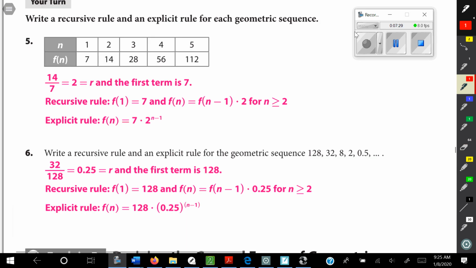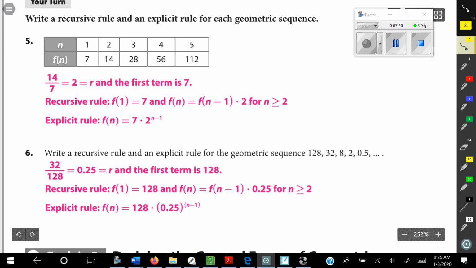Okay, this should be what you get for 5 and 6. It gives us our recursive rule here. It tells us the first term, f of 1 is equal to 7, and then f of n is equal to f of n minus 1 times 2. And I didn't have y'all write this part, but it just means that n has to be greater than or equal to 2.